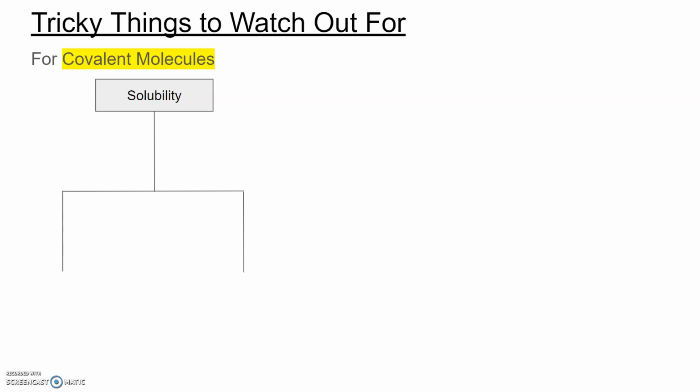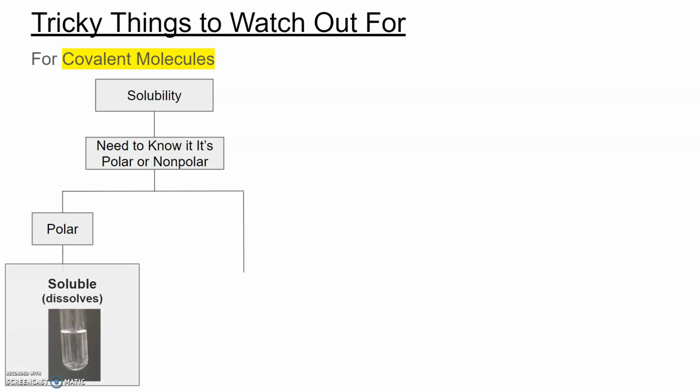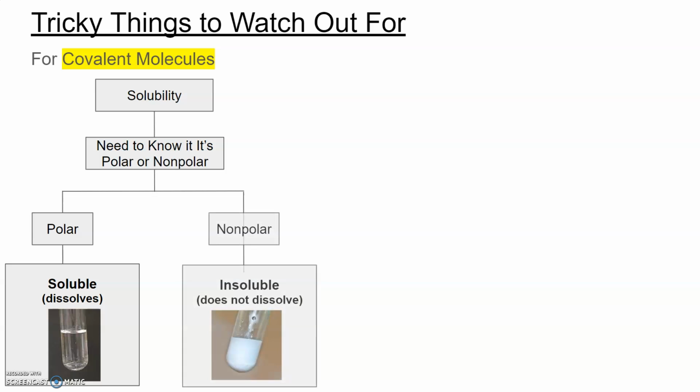Okay, so just a quick reminder for covalent molecules, if you're trying to predict the solubility, you'd first need to know if it's polar or nonpolar, which we're going to learn about later this week. So that will be cool, how to recognize that. But anyway, if it's polar, it'll be soluble, it'll dissolve. And if it's nonpolar, it'll be insoluble and it would not dissolve in water.